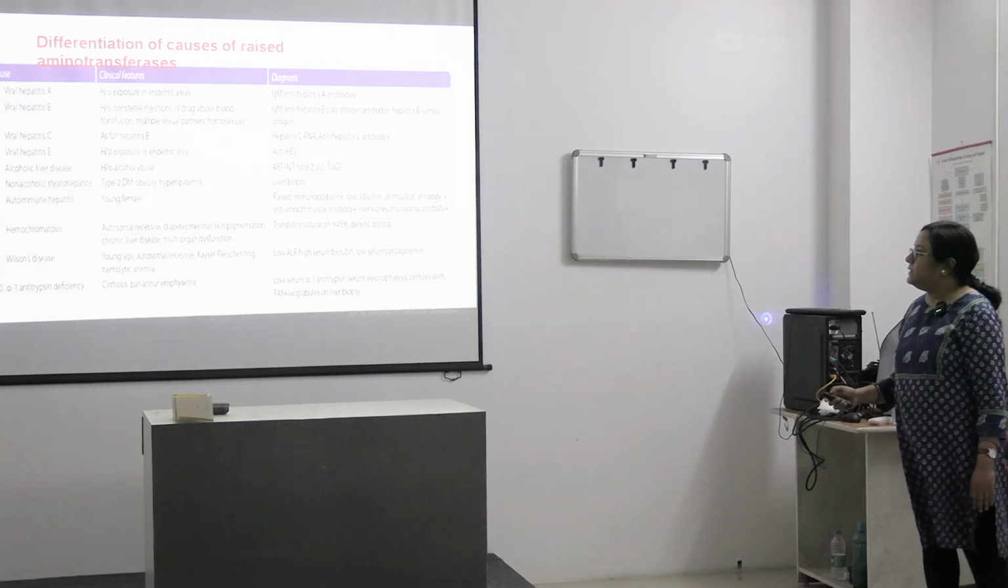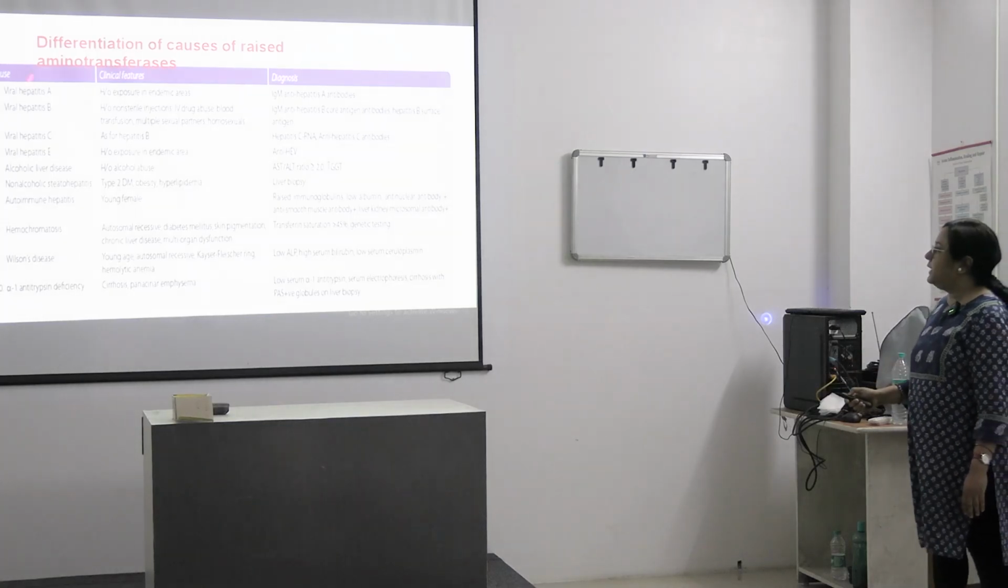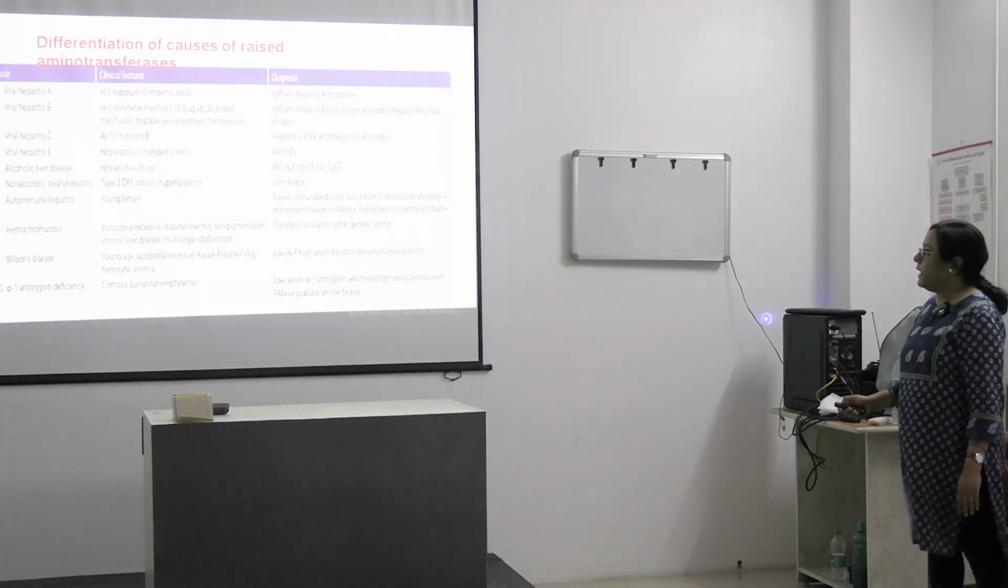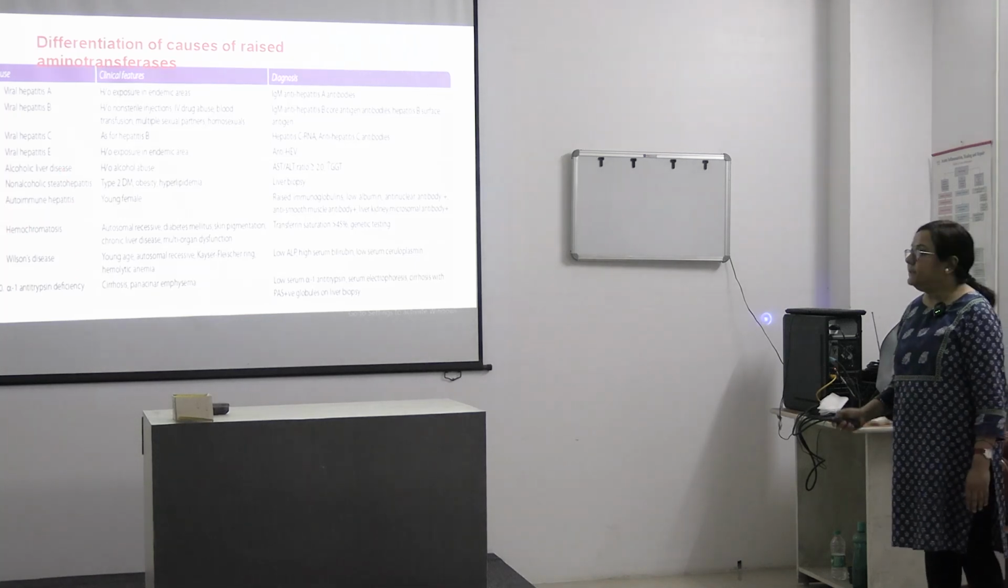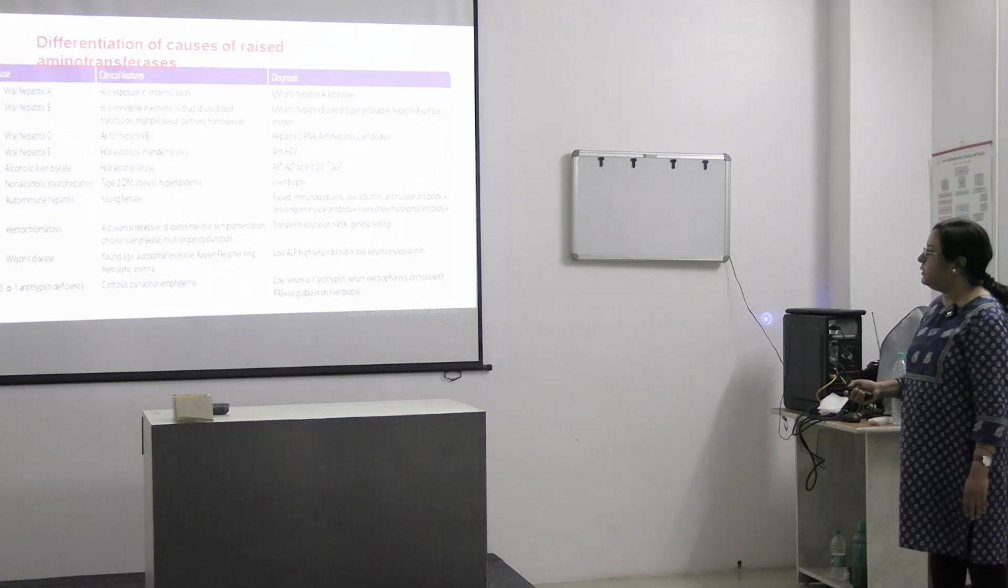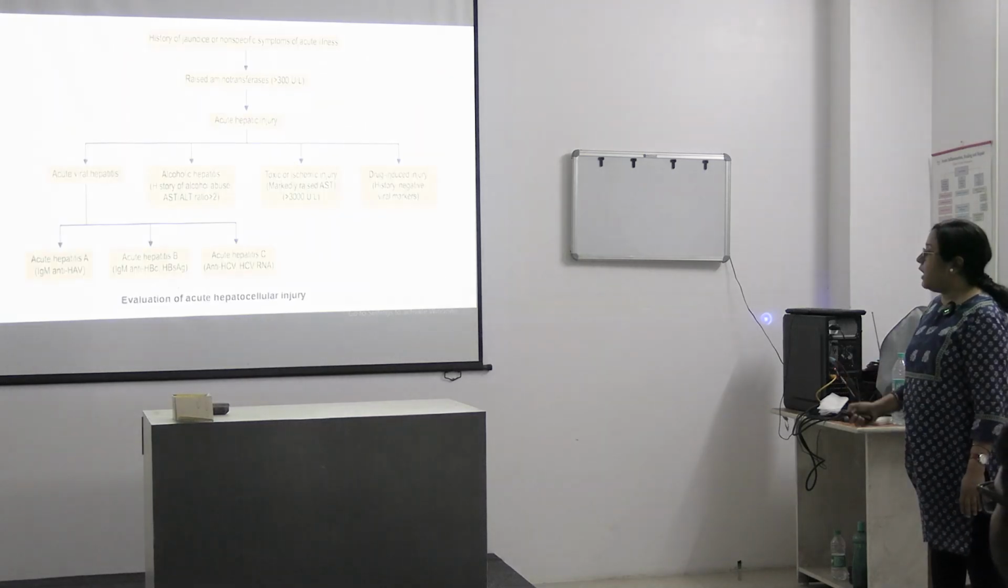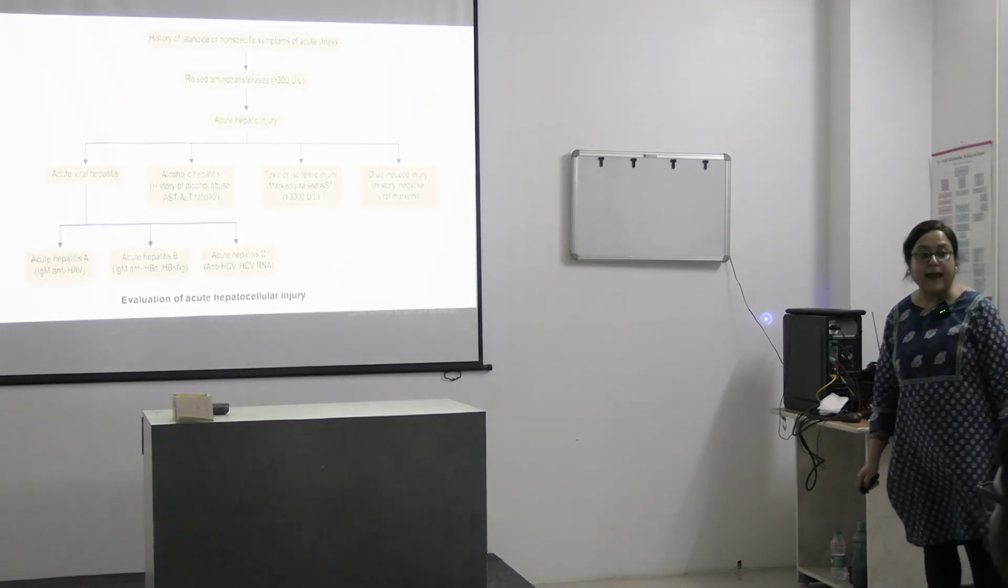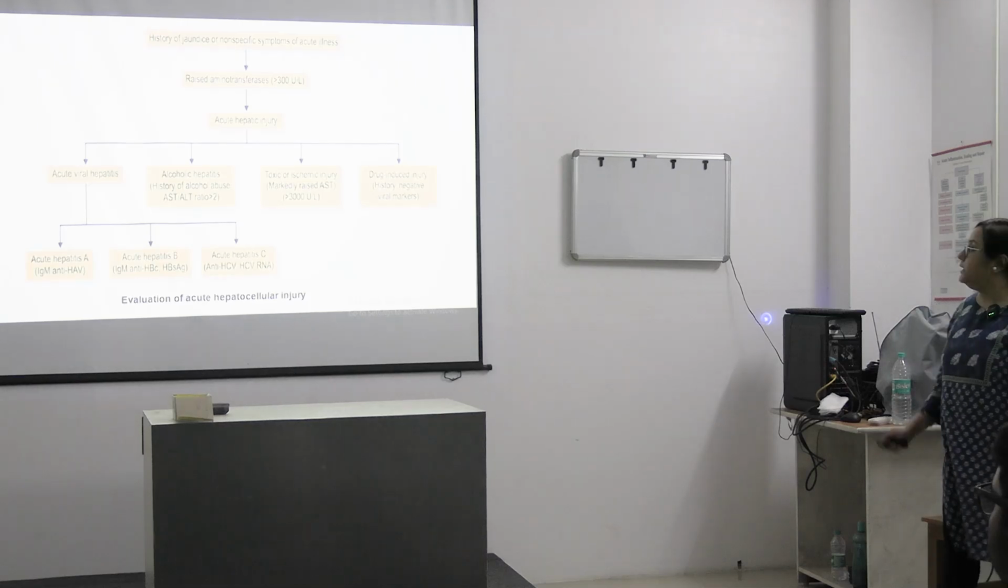Now these are the features by which we can differentiate the various types of viral hepatitis and some other diseases also. You can take a picture of this chart also. Here is how we can evaluate acute hepatocellular injury.